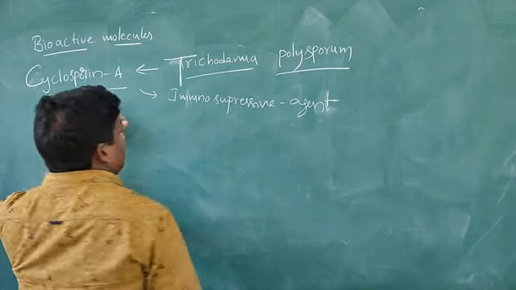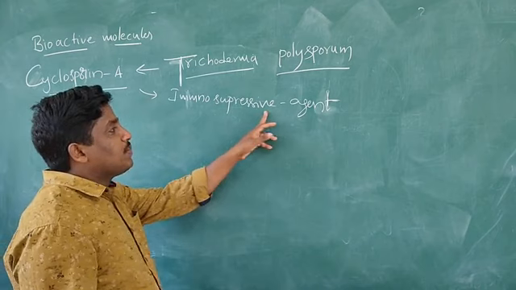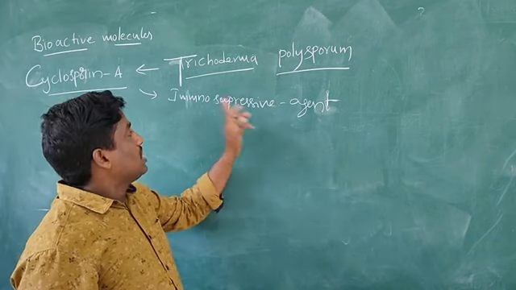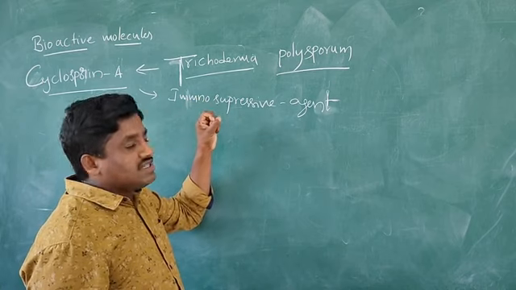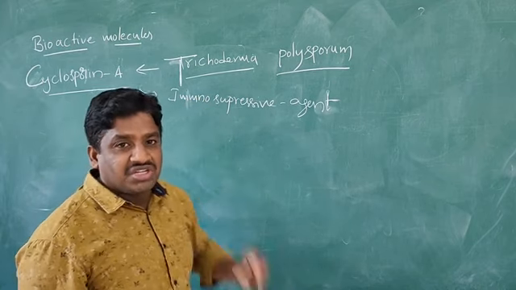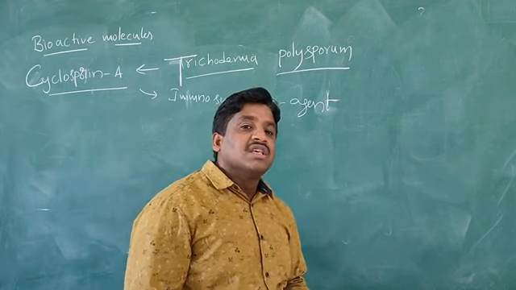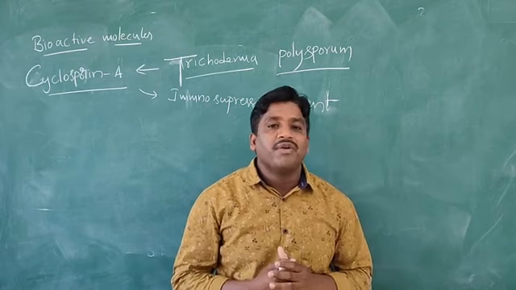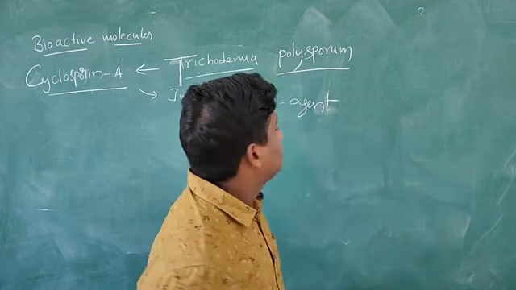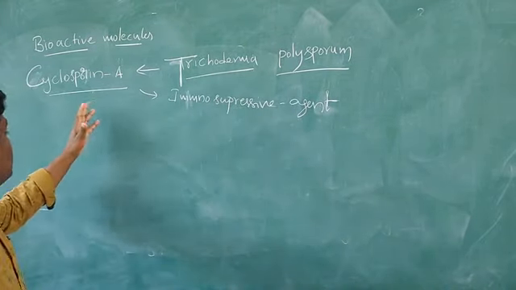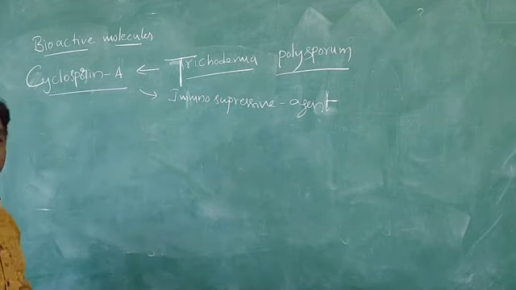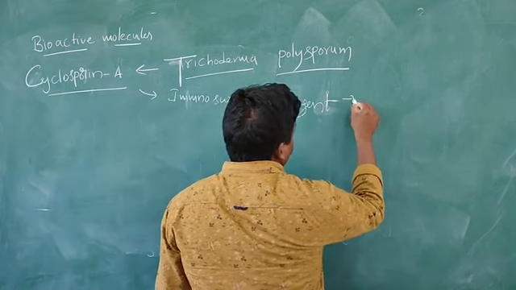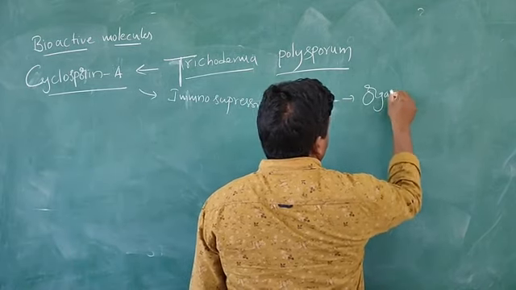And what is cyclosporin A mainly used for? It is an immunosuppressive agent, an immune system suppressive agent, during the time of organ transplantation. So we have to suppress the immune system, and maintain it through injection. This is cyclosporin A, which acts as an immunosuppressive agent during organ transplantation.